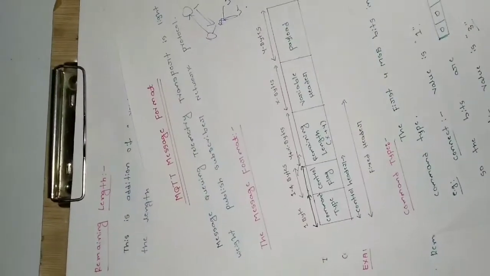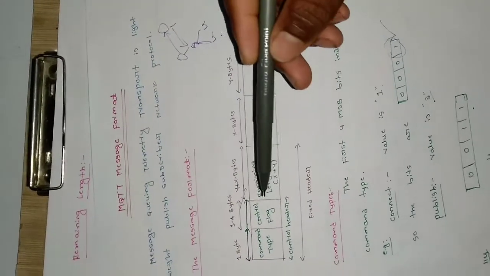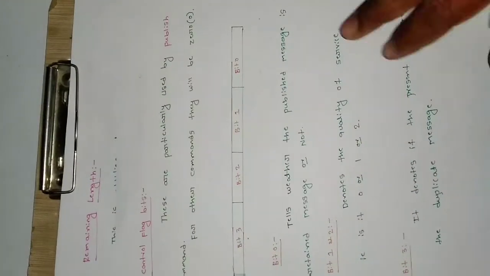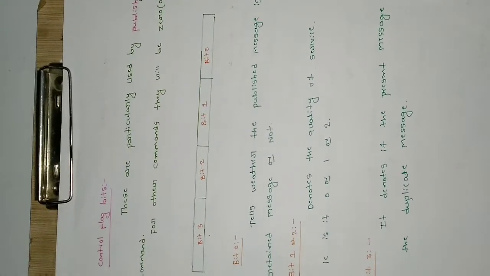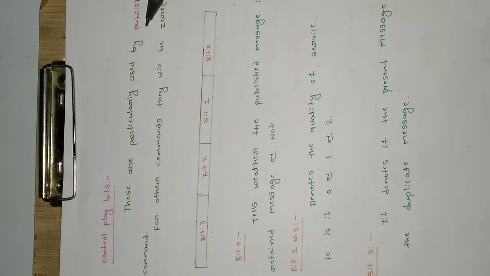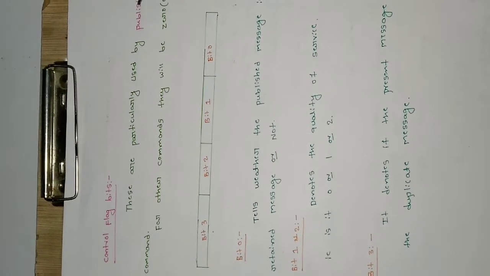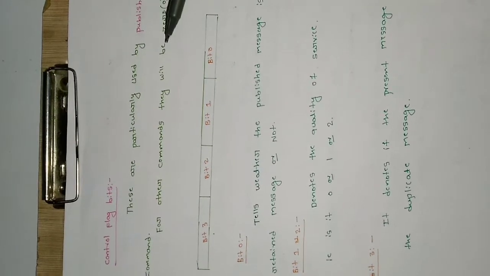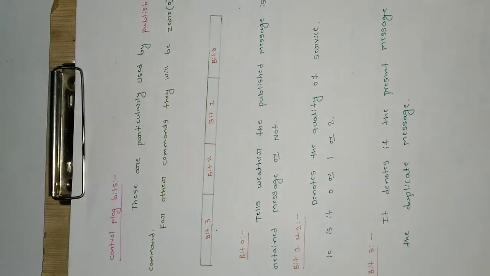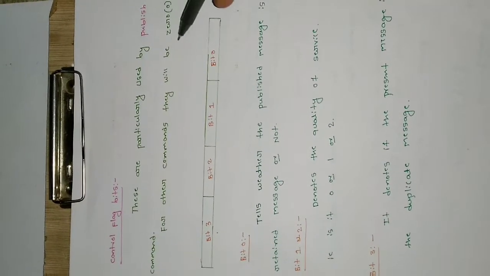Now the second 4 bits are for control flag bits. These are the control flag bits, which are allocated 4 bits here. What is the significance of that? We will see now. These are particularly used by the publish command. Whenever you are publishing to the broker, only then are these used. That is the next 4 bits, the LSB bits of the control field. For other commands these are reserved and their value will be equal to 0.